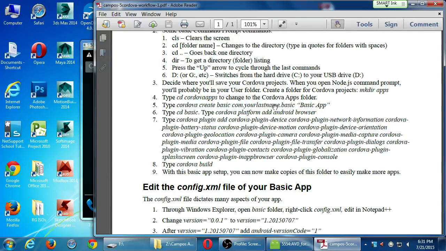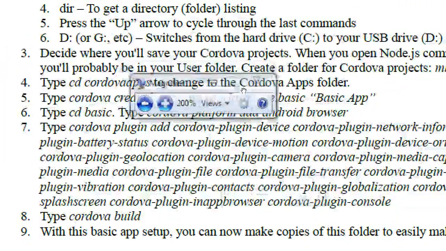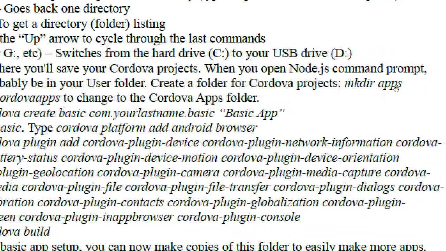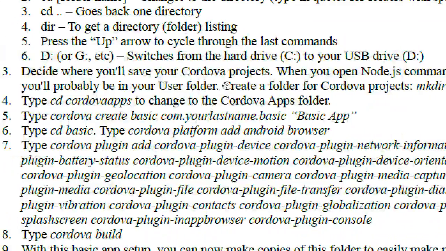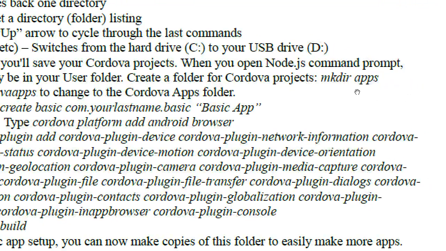In general, what we're going to do, and there's a little misspelling here, but it shouldn't throw you off, a little typo on lines 3 and 4. On line 3, I say, decide where you'll save your Cordova projects. When you open Node command prompt, you'll probably be in the user folder. You're going to need to create a folder for your Cordova projects. And I have here the command mkdir, make directory apps.